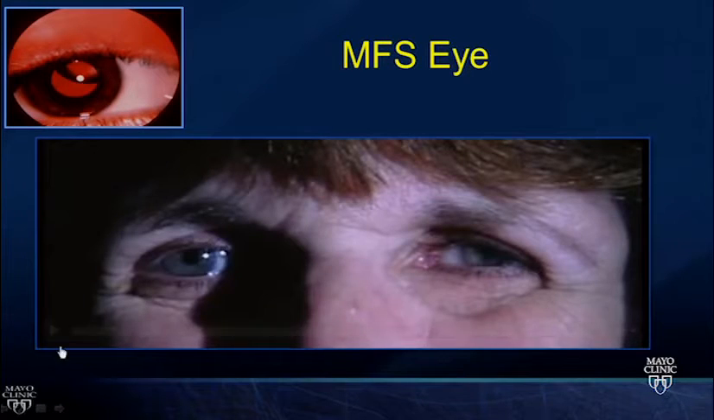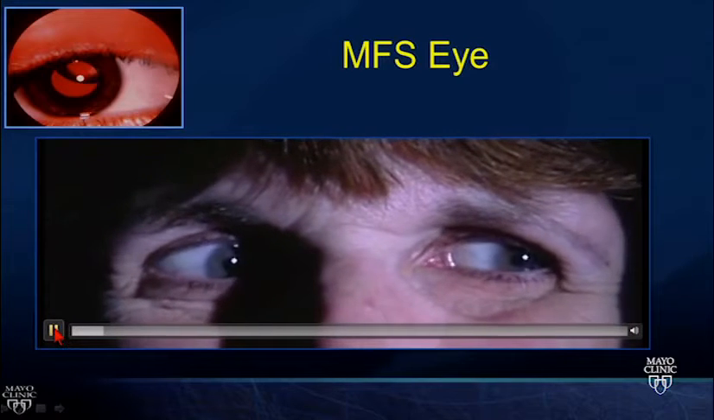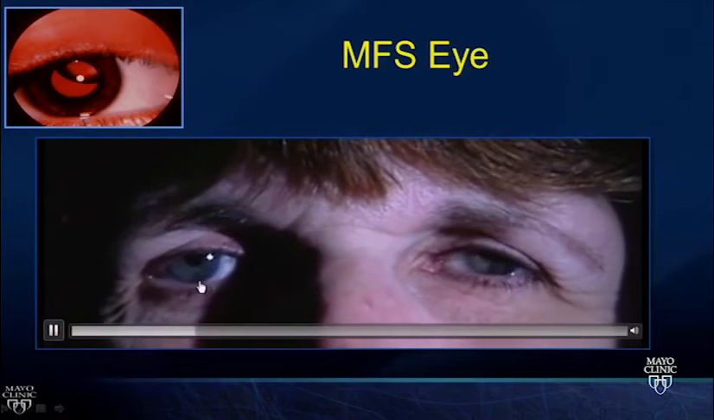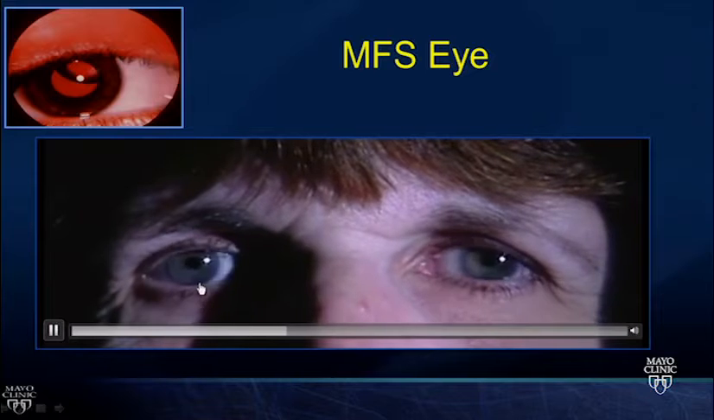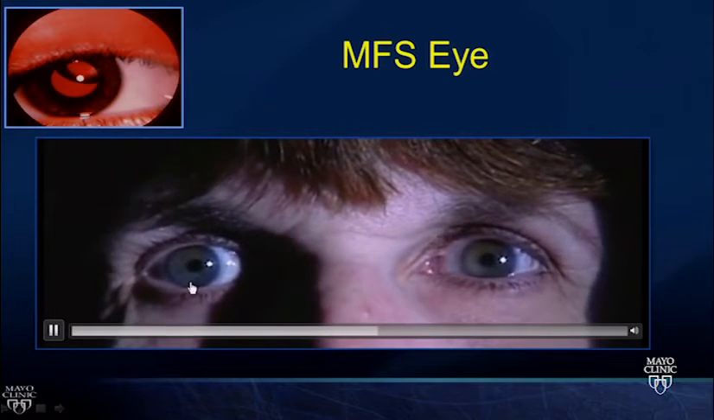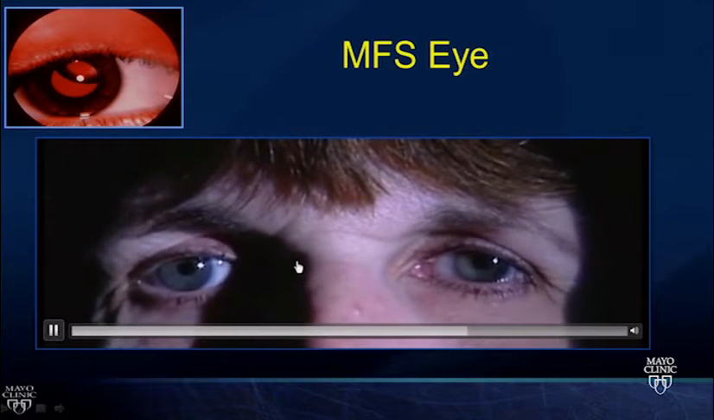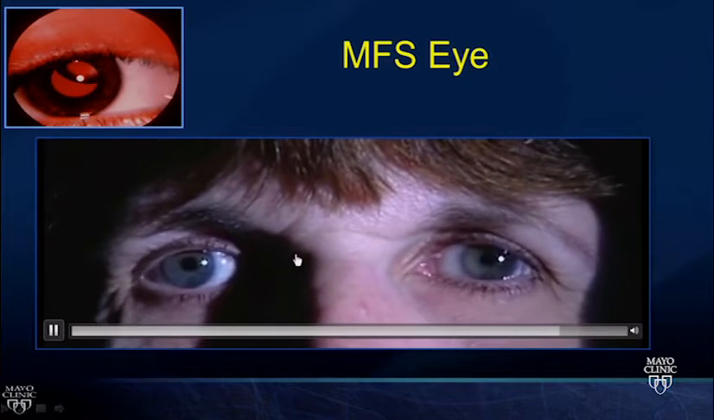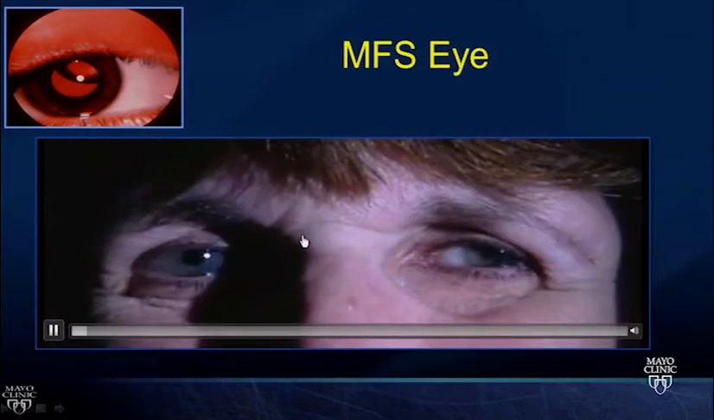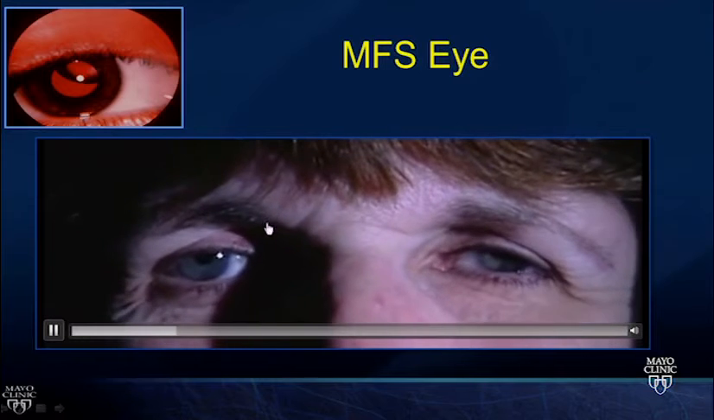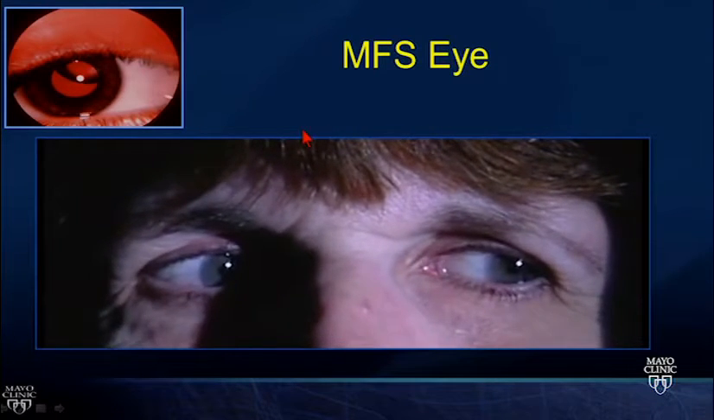This is an example. This finding is called iridodonesis. And if a patient has this kind of movement to the iris and hasn't had cataract surgery, that means that their lens has really fallen out of place. This is a highly specific finding for the Marfan syndrome because the zonules that hold the lens in place are made of fibrillin. So this means you have a fibrillinopathy.